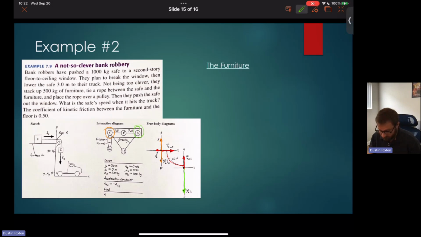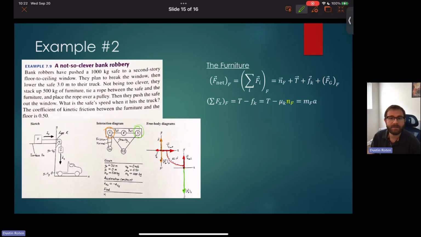Okay, so the furniture, we've got all of these forces added up. Now in the x direction, we can write this out as essentially just the difference between the tension and the kinetic friction equals this unbalanced acceleration. So we want the furniture to move. We know it's going to move. So that's where this F equals ma comes from.